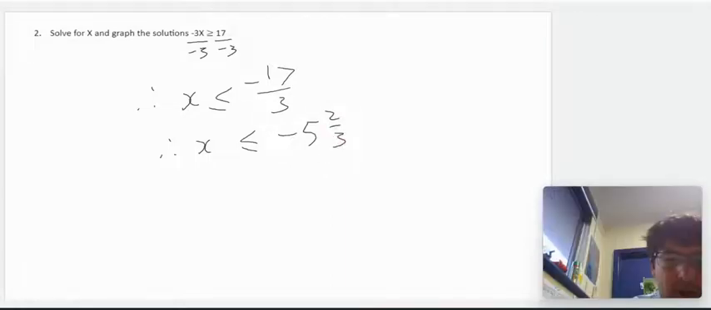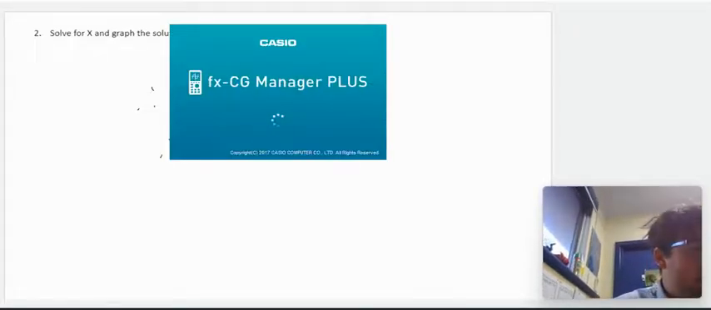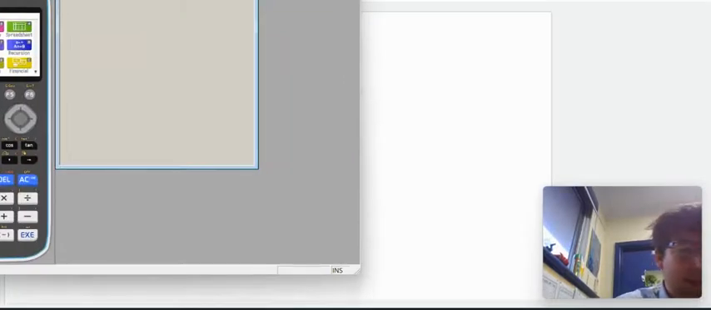Remember, on your calculator, watch this. If you're not good with your fractions, you can always just type it in as a fraction. Minus 17 over 3. And by pressing this button here, it hasn't done it.